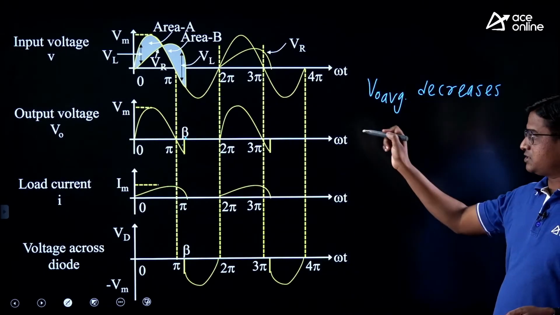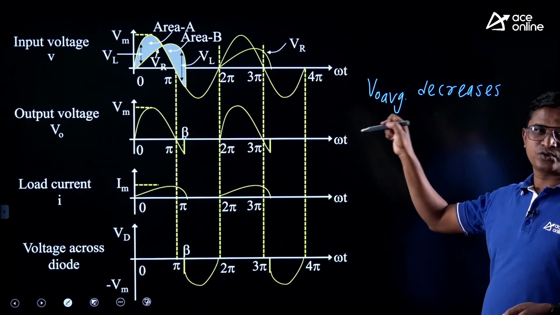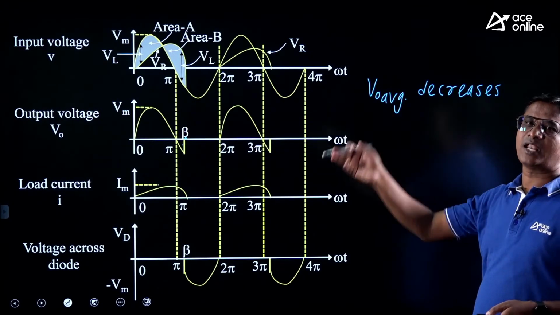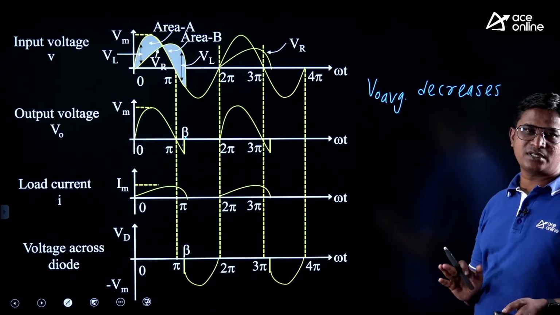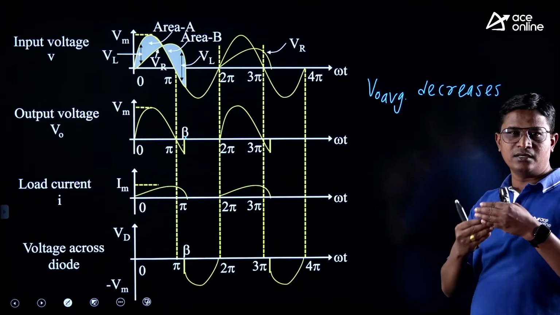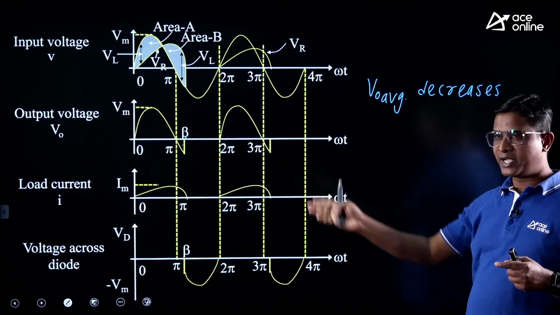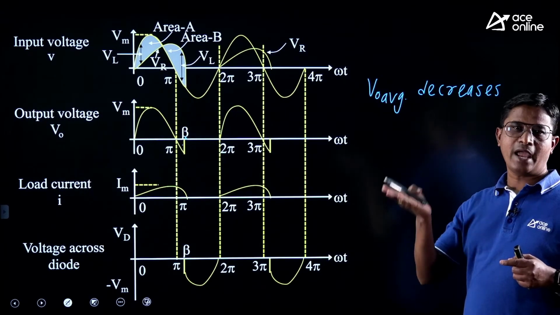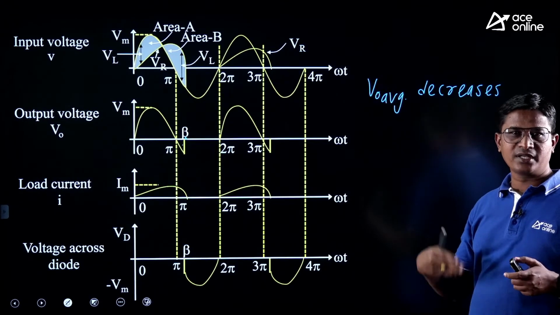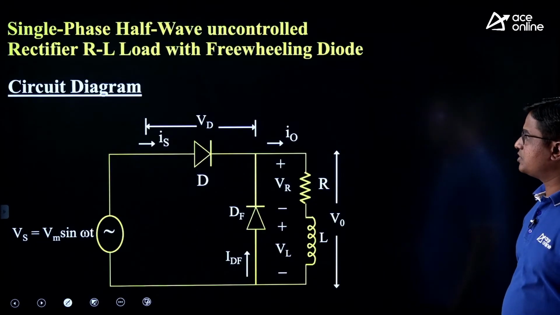So that is the drawback of RL load. That's why generally we are using the freewheeling diode. They have asked the question: which of the following is an advantage of a freewheeling diode? The freewheeling diode advantage is that output voltage increases and input power factor also increases. We'll discuss as we proceed.